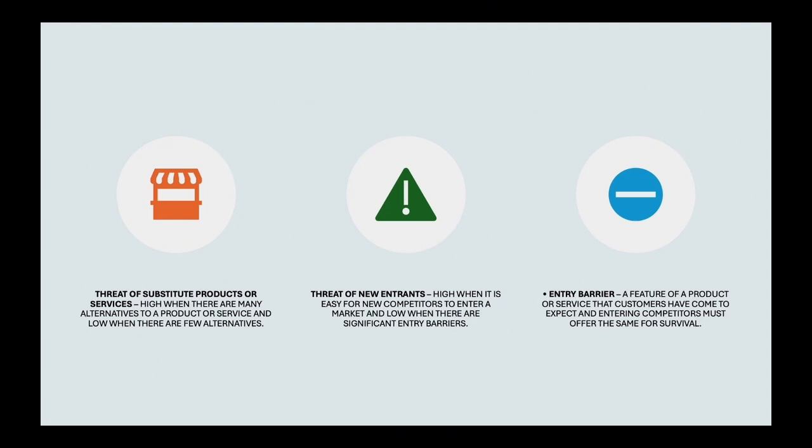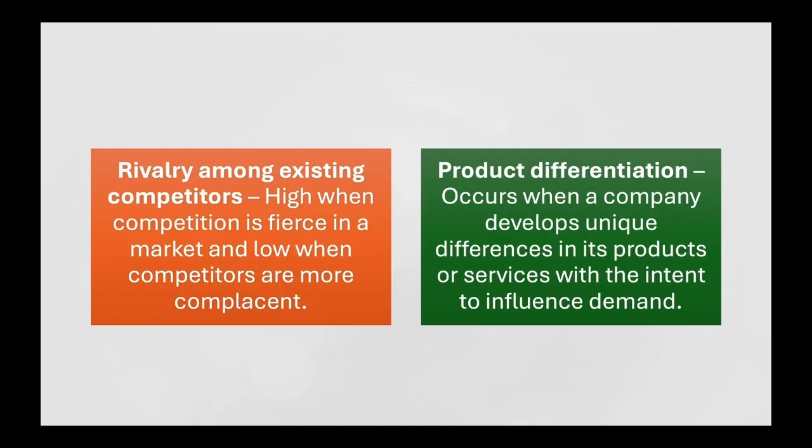يعني في عندكم rivalry among existing competitors هي التنافس بين المنافسين الحاليين. High when competition is fierce in a market and low when competitors are more complacent. Product differentiation اللي كنا عم نحكي عنها هي تميز المنتج: occurs when a company develops unique differences in its products or services with the intent to influence demand.